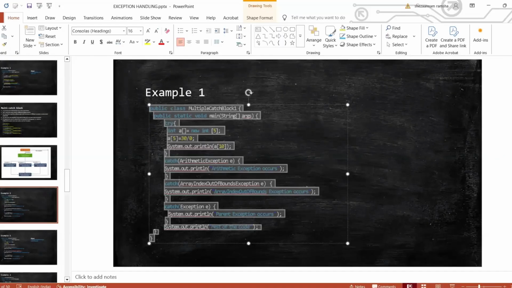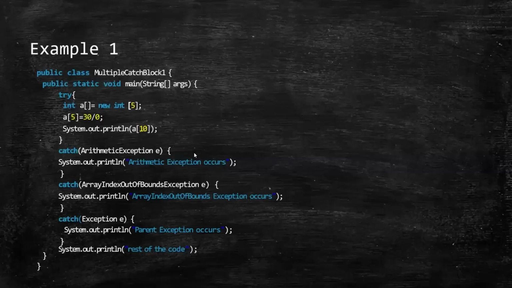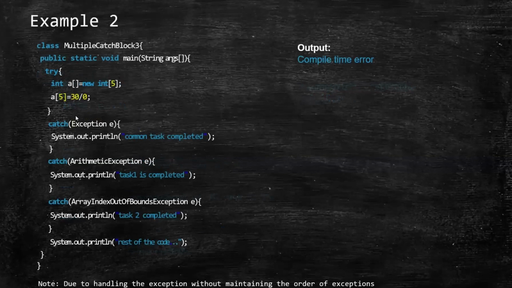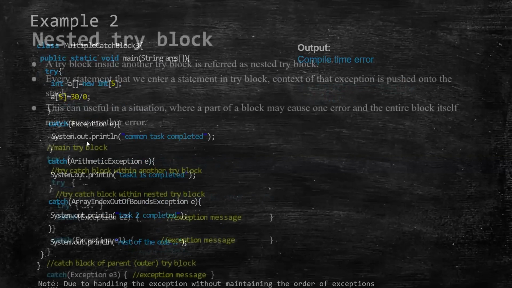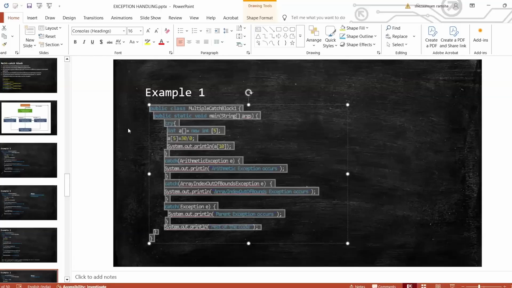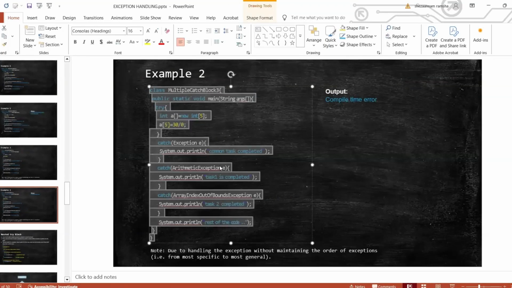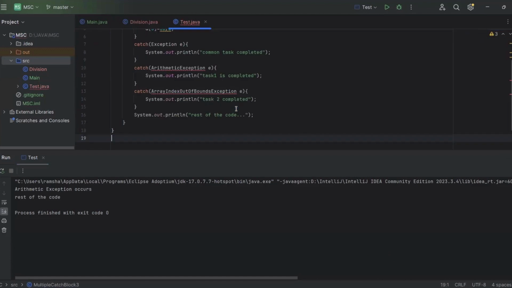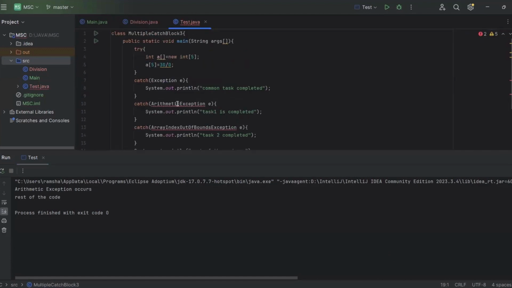So this is all about multi-catch block. Then we will have another example over here, which has a different priority list for the catch block. You can see we have given a very common exception over here, like common task completed. This is very usual for a compiler to detect at first, rather than your more specified ones.